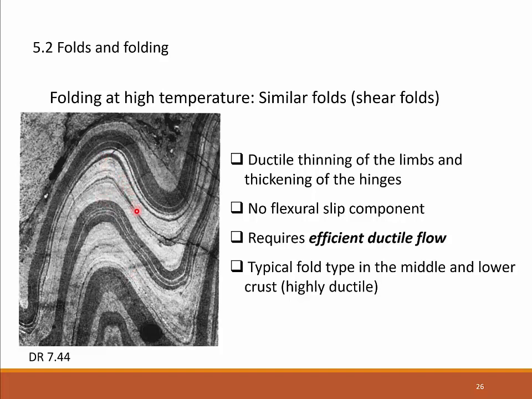compared to the limbs. We see that here quite prominently in the lighter colored layers, which are almost twice as thick in the hinge compared to their thickness along the limbs. That means that during folding, material is transported by ductile flow from the limbs into the hinges, and that requires a very efficient ductile flow, which we find only in the higher temperature middle and lower crust, not so much in the ductile part of the upper crust.